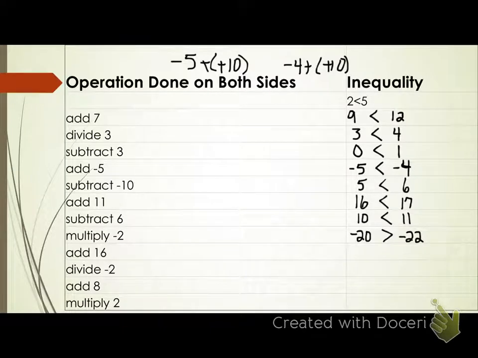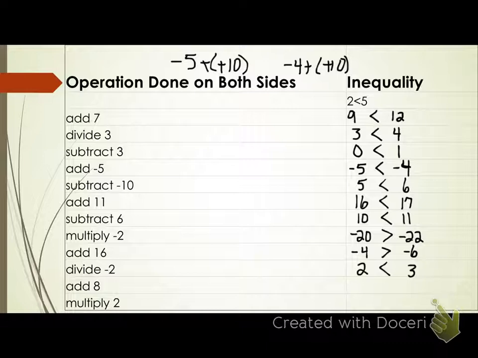Let's add 16 to both sides now. What's negative 20 plus 16? Negative 4. What's negative 22 plus 16? Negative 6. Inequality symbol. Now it's staying the same again, isn't it? Let's divide by negative 2. Negative 4 divided by negative 2. Positive 2. Negative 6 divided by negative 2. Positive 3. What's my inequality symbol? Oh, it changed again, didn't it? Uh-oh.